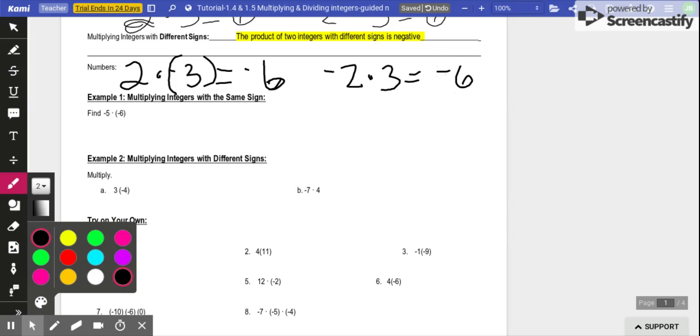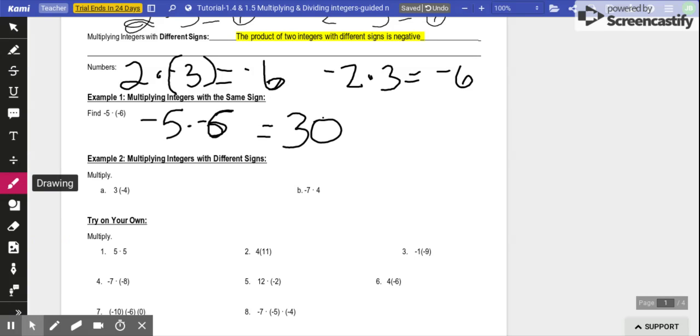Okay, so in example 1, we are going to multiply integers with the same sign. We are going to take negative 5 times negative 6. If we are multiplying two integers with the same sign, we are going to get a positive value. So then we would just do 5 times 6, which gives us 30. And because it's a negative times a negative, we would have a positive answer.